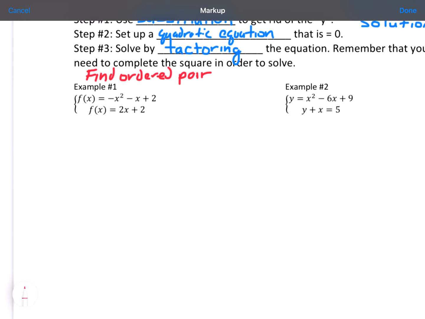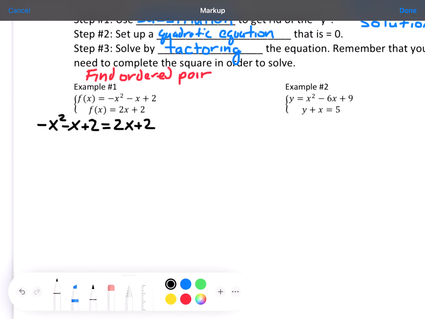2, and we have f of x equals 2x plus 2. So we are going to set these two equal to each other because f of x is y, and they're both equal to y, so we can substitute it in. So we have negative x squared minus x plus 2 equals 2x plus 2. Now, we want to take everything over to one side.